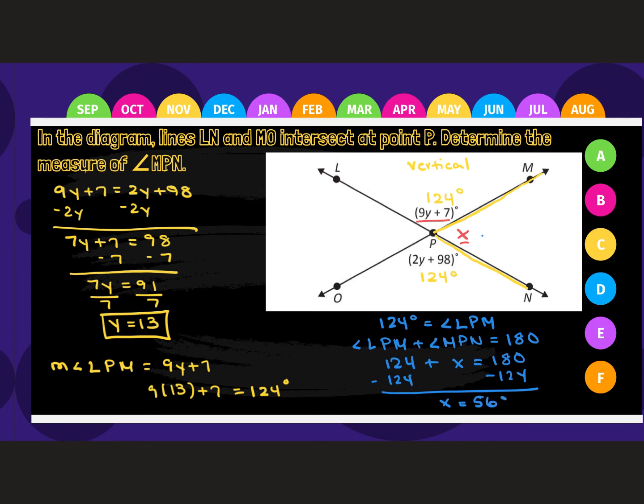All right. So based on that, we know that the measure of angle MPN is 56 degrees. So let's write this down here. The measure of angle MPN is equal to 56 degrees.